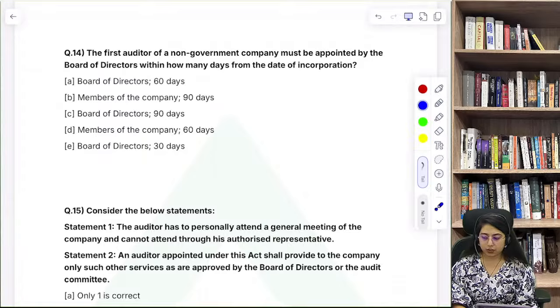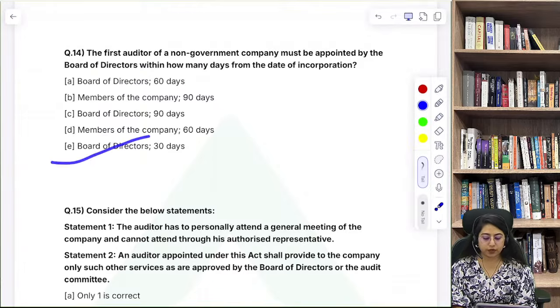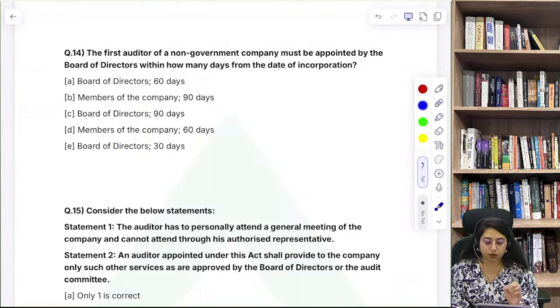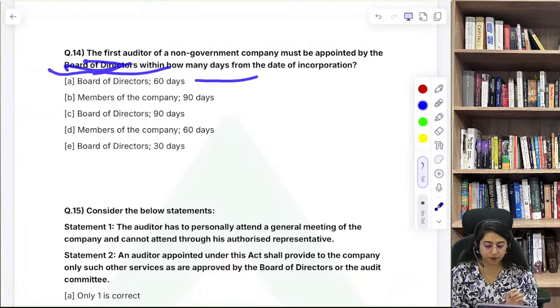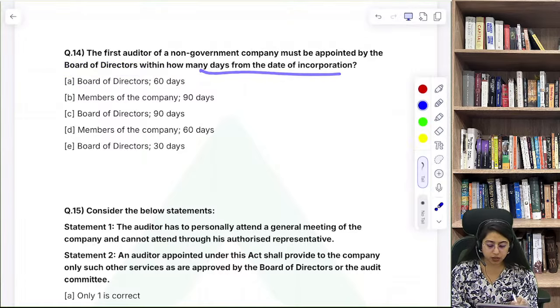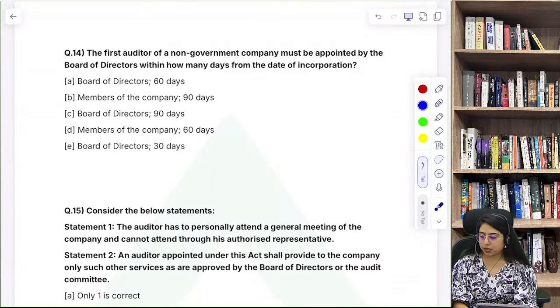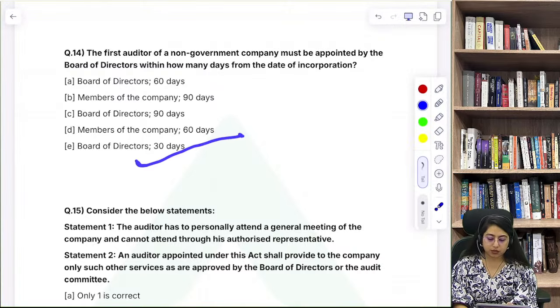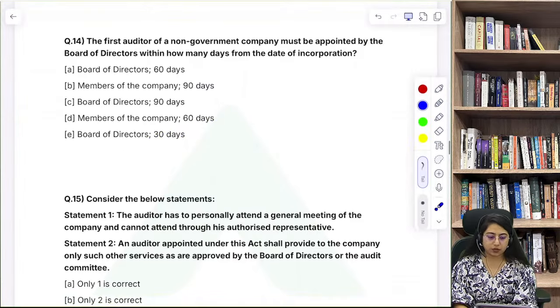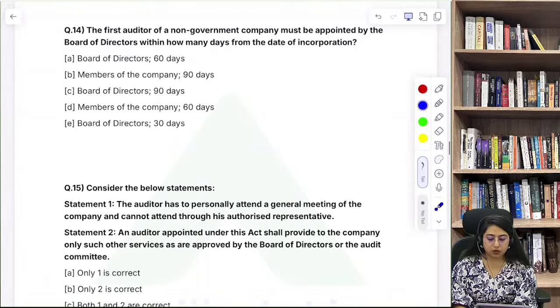Okay, so each one of you says the answer is board of directors for 30 days. The first director of a non-government company must be appointed by the board of directors within how many days? Anyway, for how many days? It is the 30 days. This is under section 139(6) of the Companies Act. Okay, absolutely. E is the right answer. You would have got confused in these, but E is the right answer over here. Okay, absolutely. Rahul, Kajal, all are correct.